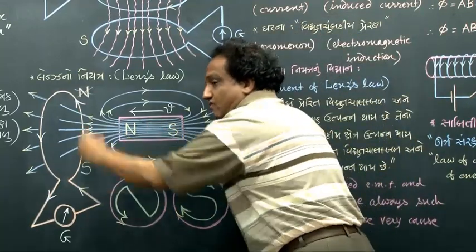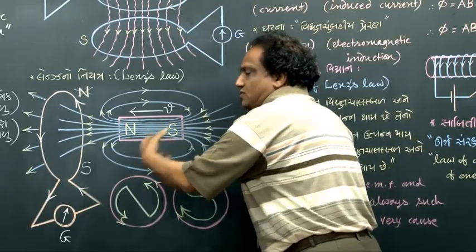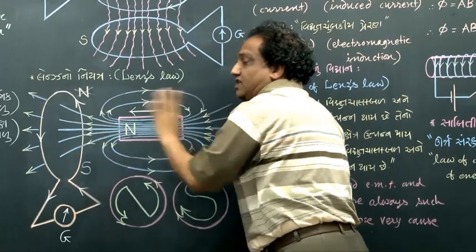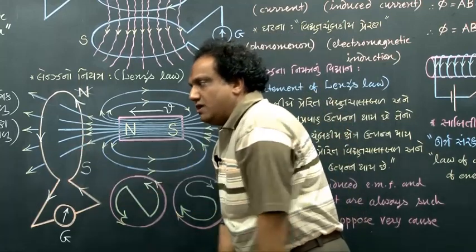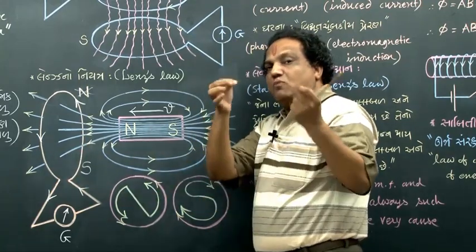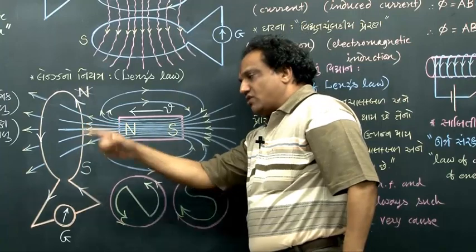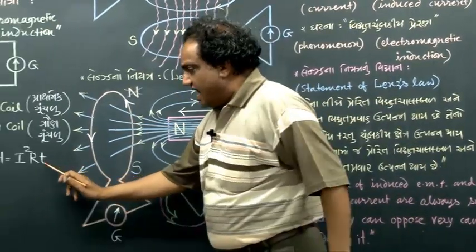Because of that attraction, what will happen? This magnet will have some acceleration towards this coil. So gradually the magnet will be speeded up towards the coil, and suppose that accelerated motion of the magnet towards the coil continues for T time.